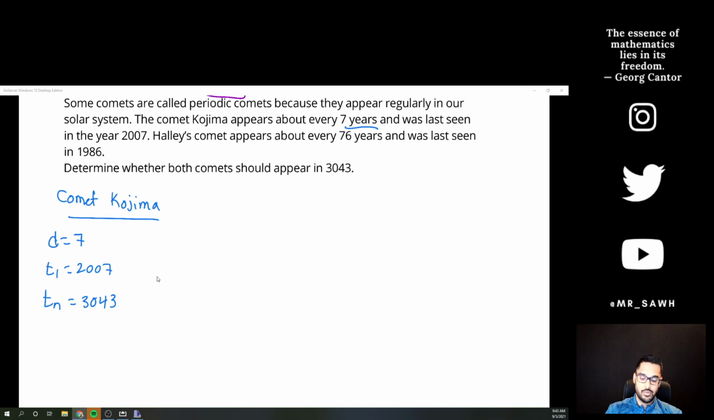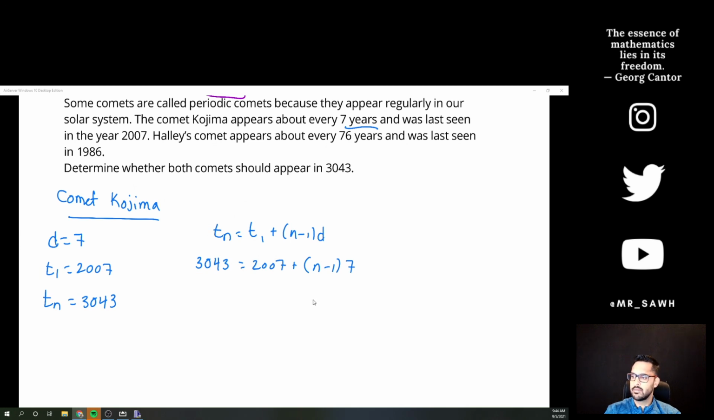So let's do that one first. Knowing all that information, here's our formula. Take your first term, add to it n minus 1 common differences. So fill in what you know. I know the value we're trying to locate is 3043. I just don't know what term it happens to be. That's what we're going to find. So the first term is 2007, plus n is unknown, minus 1, d is 7. You can subtract 2007 on both sides first if you want. Doesn't really make a difference how you look at it.